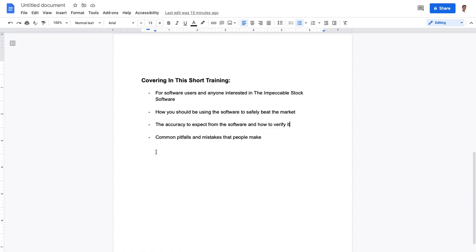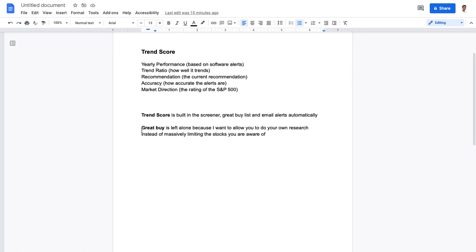Anyways, common pitfalls and mistakes that people make. I try to do my best to mitigate stuff like I say here. Great buy is left alone because I want you to do your own research instead of massively limiting your stocks. In the software, I could make a great buy only a great buy if it's an actual great buy and it's a trend score above 90, but that would limit so many stocks, and there are so many different types of traders here. There are people who are more options traders, more swing traders, more investors, and I don't want to limit you guys. That's why a great buy is left alone and a trend score is there to help you do this as well.